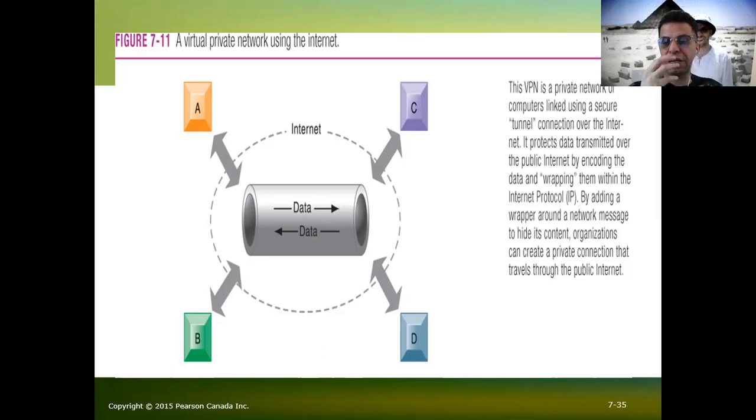It protects the data transmitted over the public internet by encoding the data and wrapping it in the internet protocol. By adding a wrapper around the network message to hide its content, an organization can create a private connection that travels through the public internet.